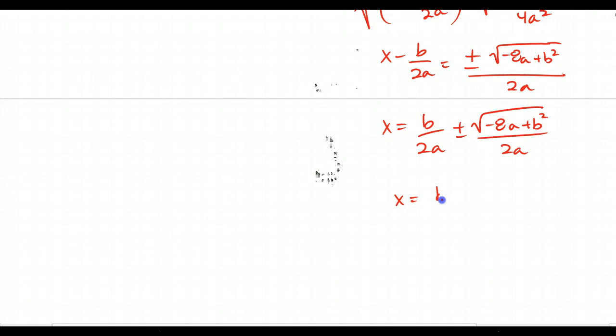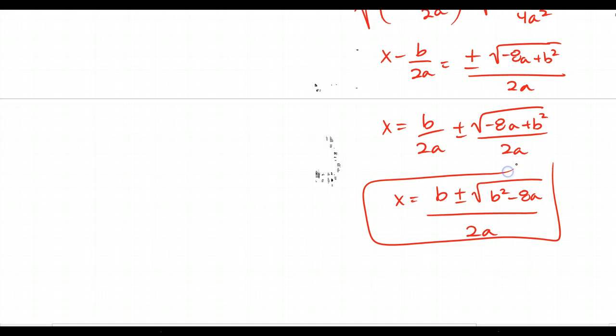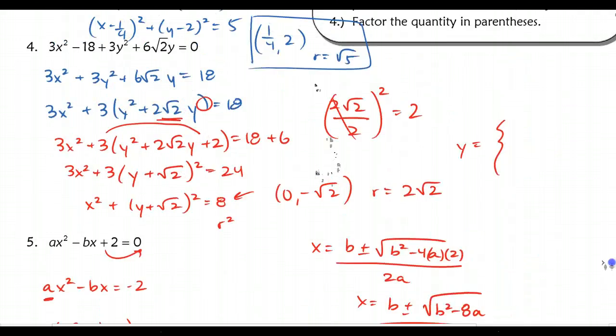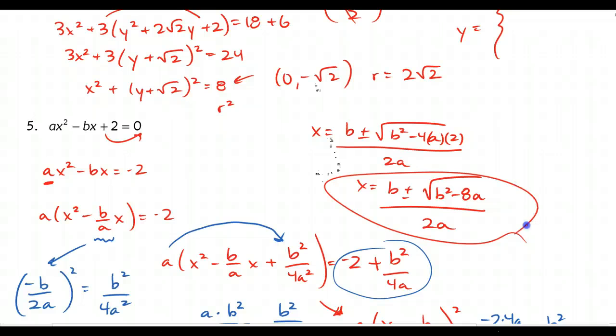So I'm just going to rewrite this a little bit differently. Since they do have the same denominator, I'm just going to put the numerator all together, and then I'm going to switch this and make that b squared minus 8a all over 2a, and let's see if this actually matches. So I have b plus or minus the square root of b squared minus 8a over 2a, which is the same thing we got here.